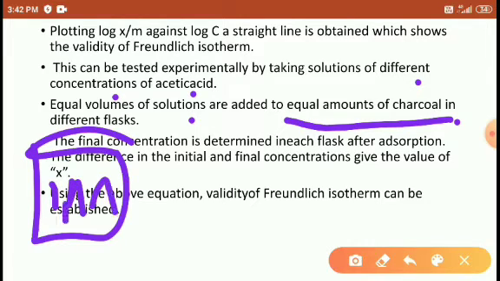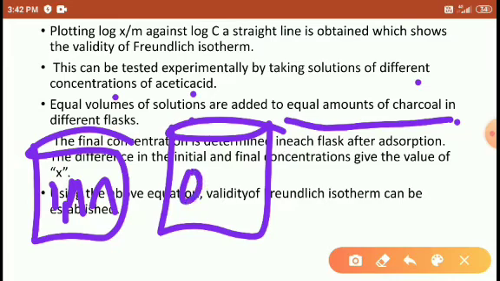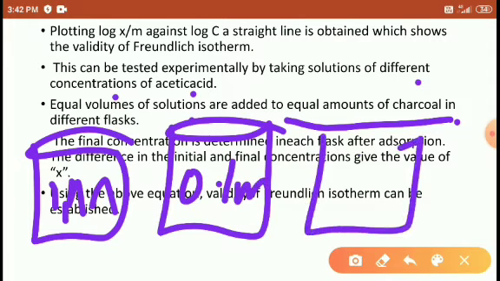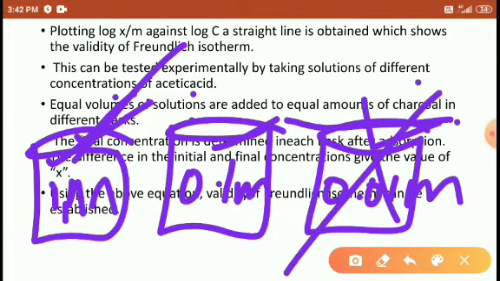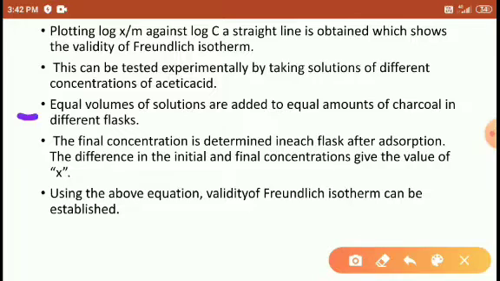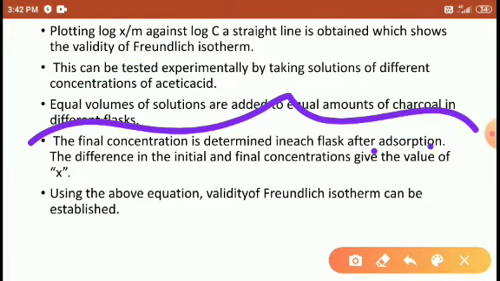1 molar concentration, 0.1 molar concentration, 0.01 molar concentration, like this. So for different concentration solutions, adsorption is different. Concentration high, adsorption is high. Concentration low, adsorption is low. An equal volume of solution is added to an equal amount of charcoal in different flasks. So the final concentration is determined in each flask after adsorption. The difference between initial and final concentration gives the value of x.